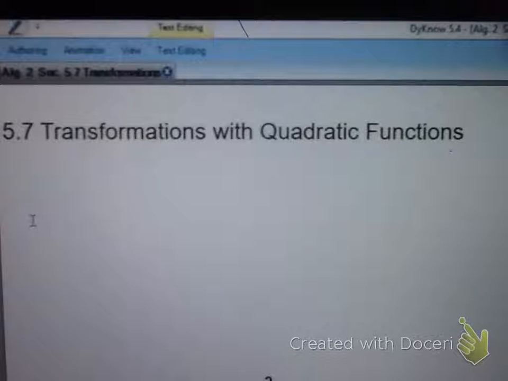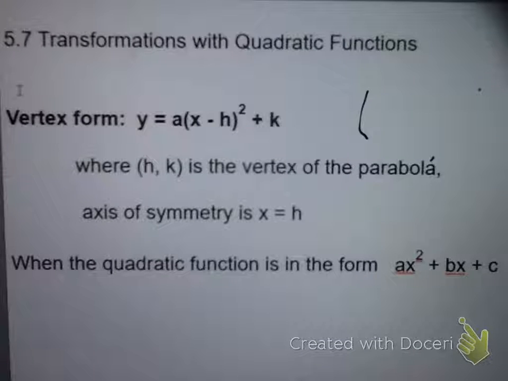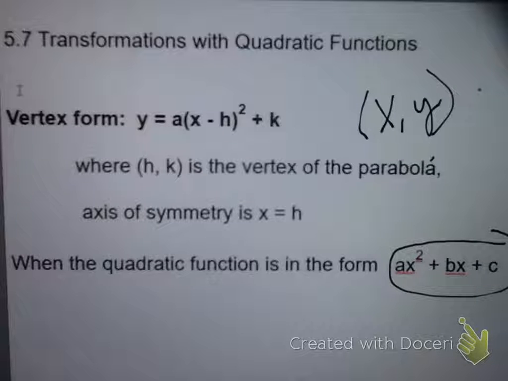Section 5.7 is transformations with quadratic functions. We are given a new formula which is called the vertex form. It's y equals a parentheses x minus h quantity squared plus k, where (h, k) is the vertex. Normally the vertex is just an x, y, but this is a special x and a special y, and now the vertex is going to be called (h, k). And don't forget the axis of symmetry is x equals h.